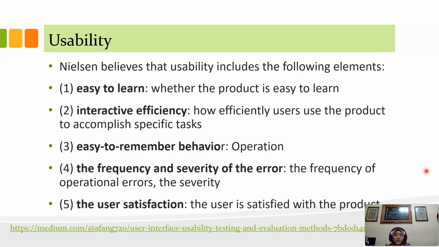Nielsen believes that usability includes the following elements, so you need to have these elements for usability. Easy to learn, whether the product is easy to learn; efficiency, how efficiently users use the product; easy to remember, behavior in terms of operation; the frequency and severity of errors; and then the user satisfaction about the product.